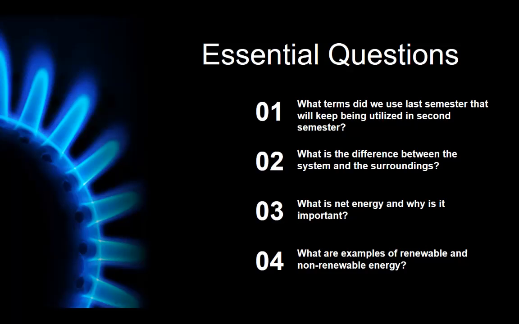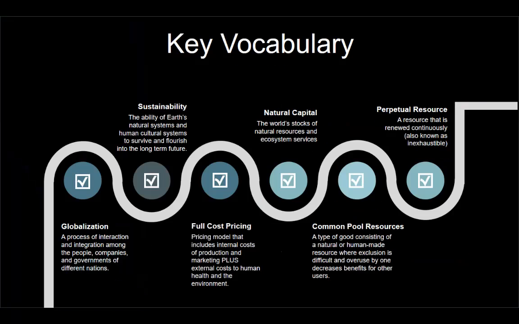So some key vocabulary we want to make sure we have back in the back of our mind so that we can utilize it over the course of this next term include the following. Number one, globalization. This is a process of interaction and integration among the people, companies, and governments of many different nations. Number two, sustainability. The ability of Earth's natural systems and human cultural systems to survive and flourish into the long-term future. Number three, and this is one that some of you had some trouble with in term one, so we need to make sure we understand this one.